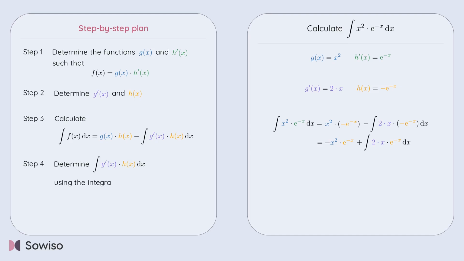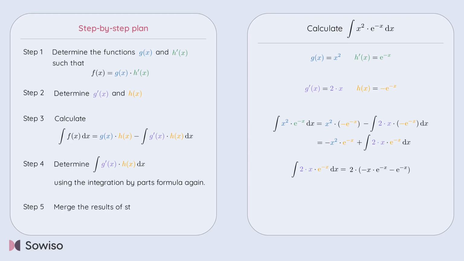Step 4. Determine the integral of g prime of x times h of x, using the integration by parts formula again. The integral of 2x times e to the power of minus x is equal to 2 times the quantity minus x times e to the power of minus x minus e to the power of minus x, where the factor 2 was taken out of the integral.